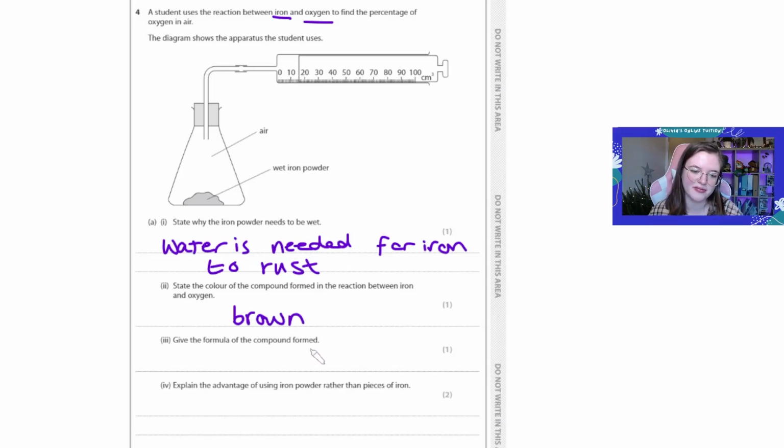And then give the formula of the compound formed. Well, that's just knowing the formula of rust. And rust looks like this. Just something to learn. Rust is iron oxide, which looks a bit like that.